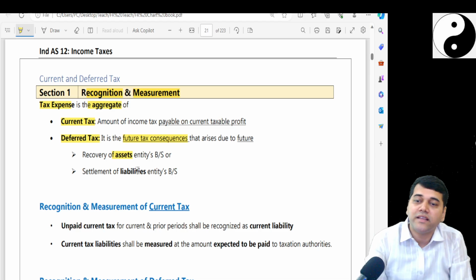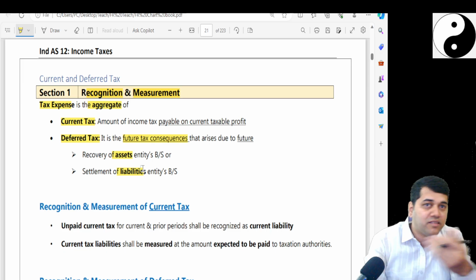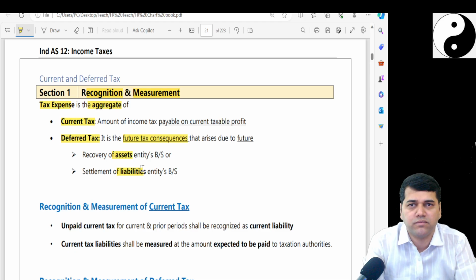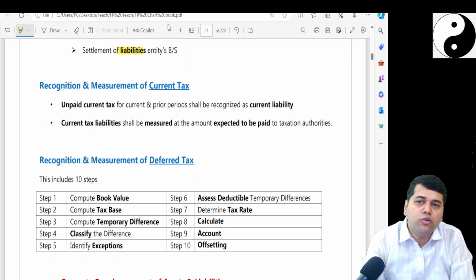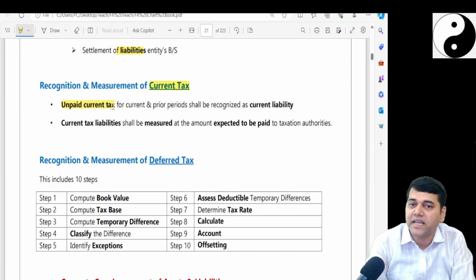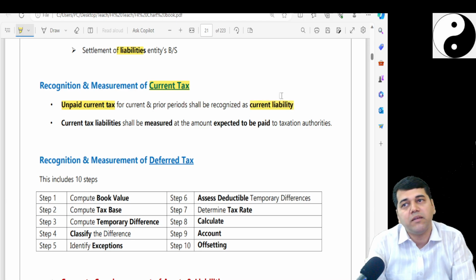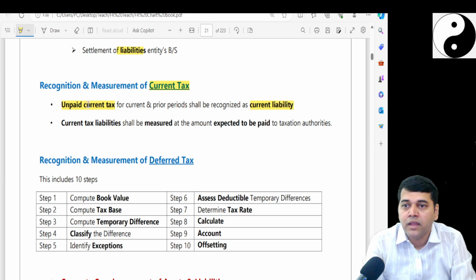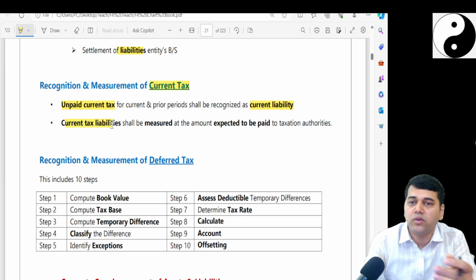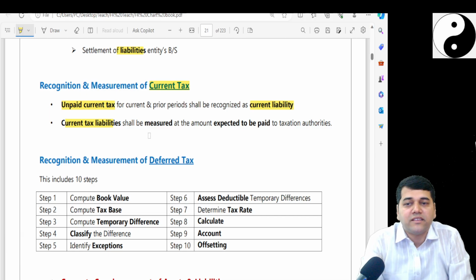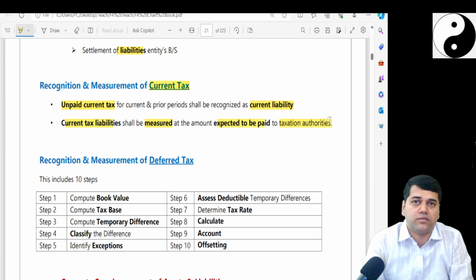When you take out that asset or liability from the balance sheet, if the answer is no, it is not a subject matter of deferred tax. Simple logic. Now, how do you recognize the current tax? The standard says it simply: whatever unpaid current tax is there should be shown as a current liability, because you are going to settle it within one year from the end of the current year. And whatever the current tax is, you claim it as an expense. Current tax liability shall be measured at the amount expected to be paid to the taxation authorities.